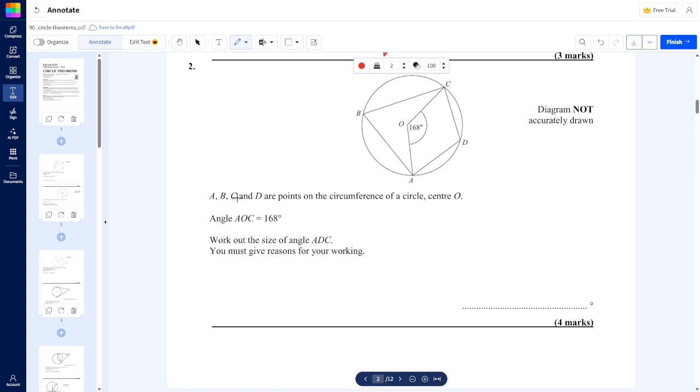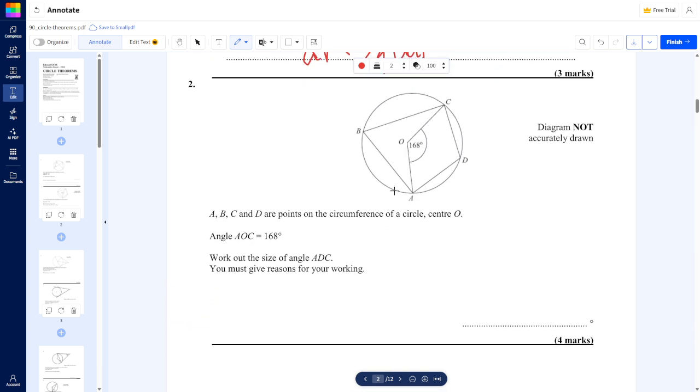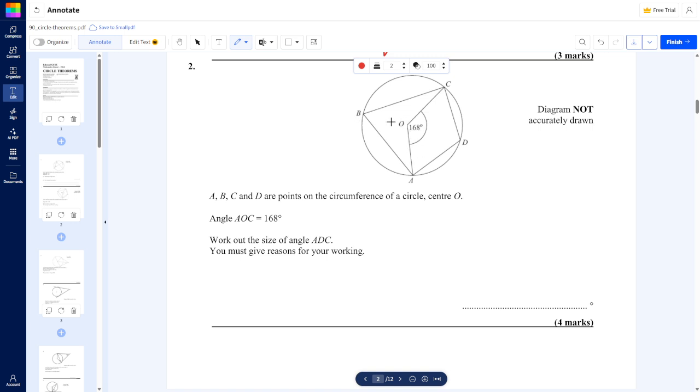Here, A, B, C, and D are points on the circumference of a circle. So here we have A, B, C, and D. Angle AOC, circumference of circle center O. So O is the center. That's 168 degrees. Work out the size of angle ADC. You must give reasons for your working. Okay. So the first thing we know is that the angle at the circumference is half the angle at the center. So angle ABC, that is 168 over 2, which is 84 degrees.